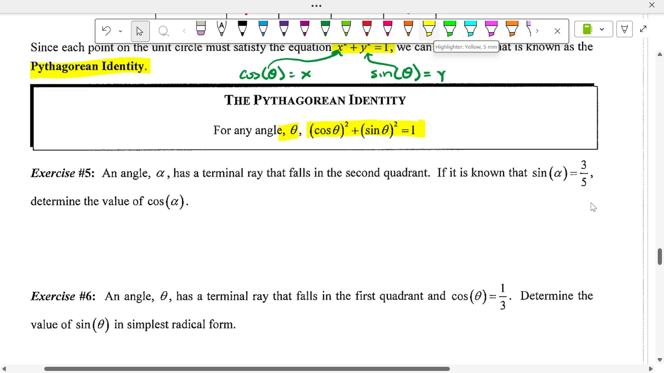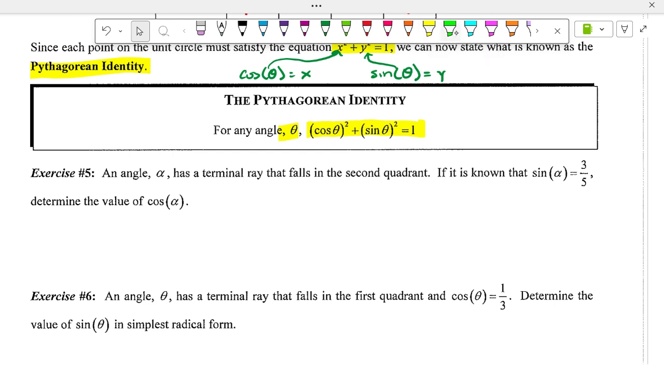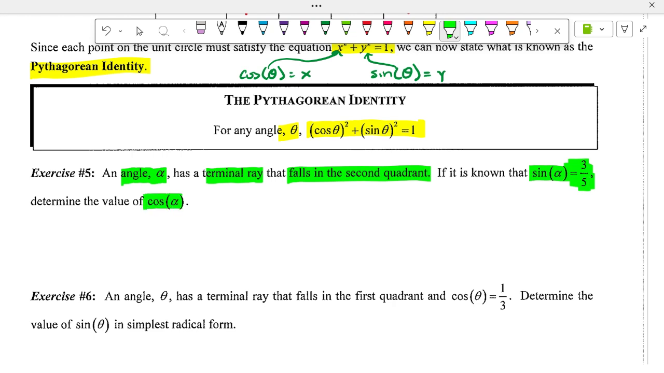So that would be how you calculate sides that don't necessarily fall on the unit circle. So for angle alpha, where the terminal ray falls in the second quadrant, meaning that angle is going to be in the second quadrant, it is known that sine of alpha is equal to 3 over 5. We need to determine the value of cosine of alpha.